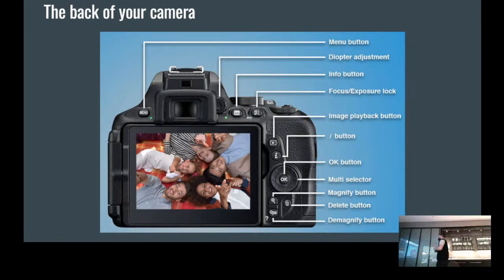Info button. You don't see this a lot anymore, and most cameras still have it, but it's kind of hidden. Usually you'll press the display button a bunch of times and that'll show it. But the info button is your way of looking at the information of the photo. So if you take a picture on automatic and you're like, wow, this looks amazing, I love how this happened, what did my camera do?